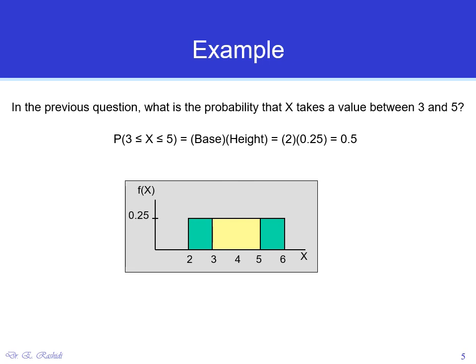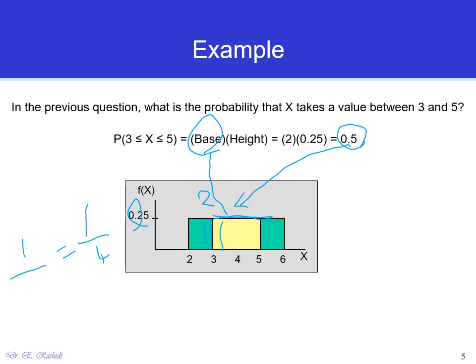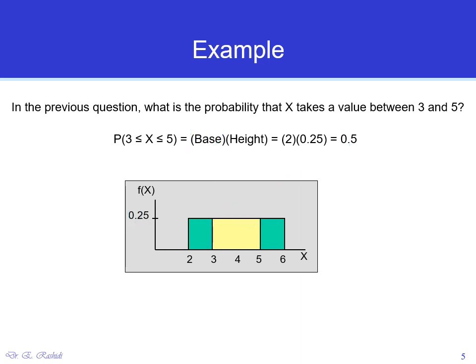All right, 0.5 is the area of this yellow rectangle here. The base here is 5 minus 3, which is 2. So the base is 2 multiplied by height. Height is 25%, which is 1 over 4. That's 1 over b minus a, which is 1 over 6 minus 2, which is 1 over 4 or 25%. So the probability is 50% or 0.5.